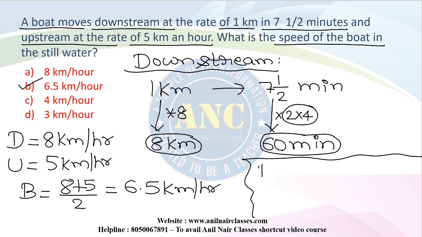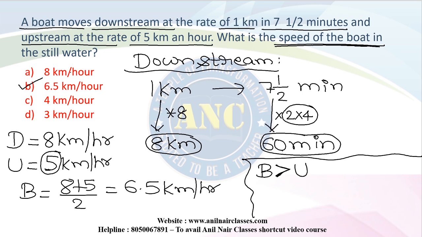We know that speed of boat in still water is always greater than the upstream speed, right? Now what is the question they have asked? In the question they have asked you to find the value of capital B, speed of boat in still water, and upstream speed is given in the question as 5 kilometers per hour. So that means speed of boat should be greater than 5.